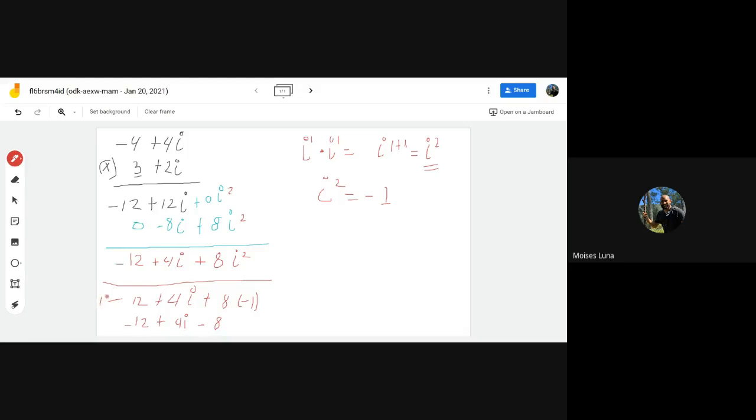So these are steps that I'm taking. Step number 1, step number 2, step number 3. Then I just add these two numbers. -12 plus -8 is equal to -20 plus 4i. That would be the solution of the problem, because they're asking you to write it like this: a plus bi, where this number is a and this number is b.